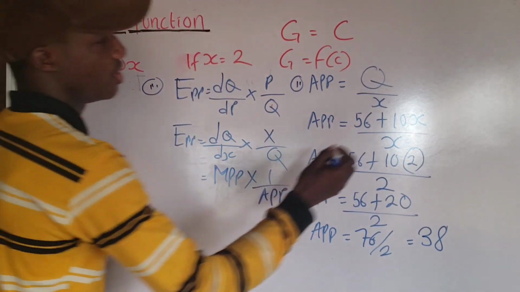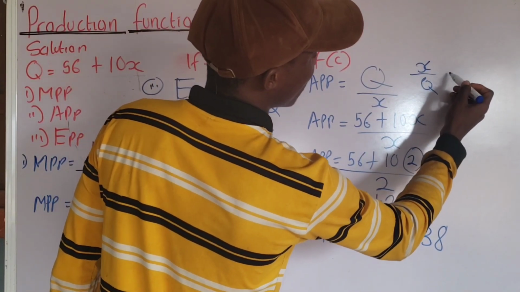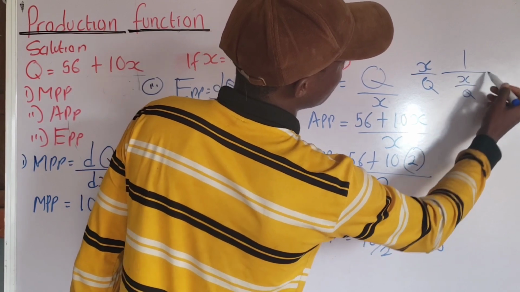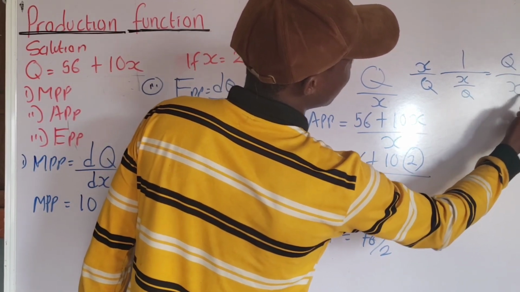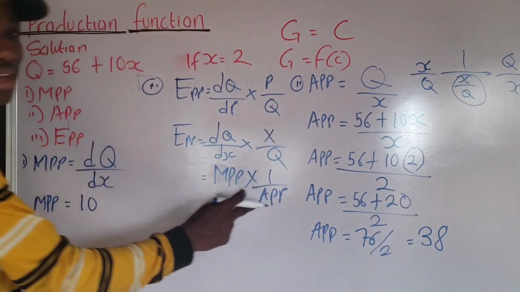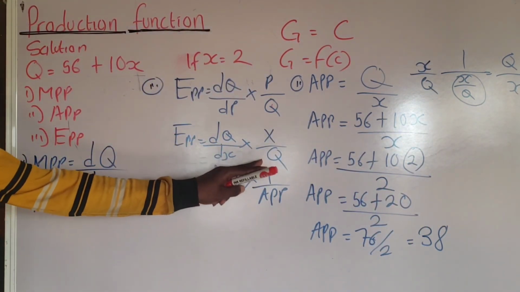Because if I have X over Q and I want to get Q over X, I'm going to take the inverse. 1 over X over Q will give me Q over X. And X over Q is 1 over APP. Please, do you understand what I did here?